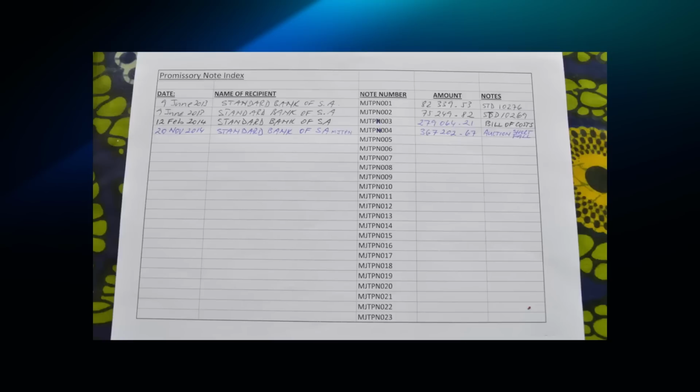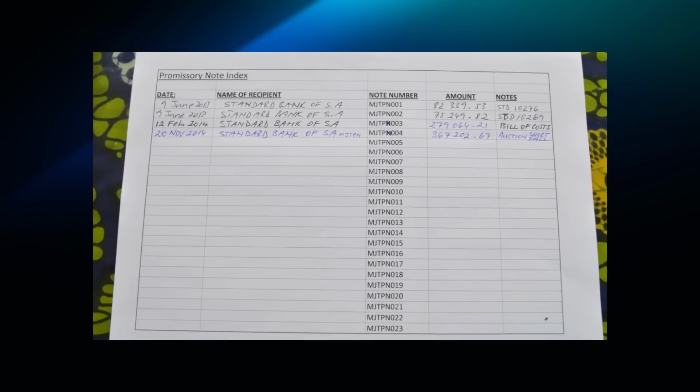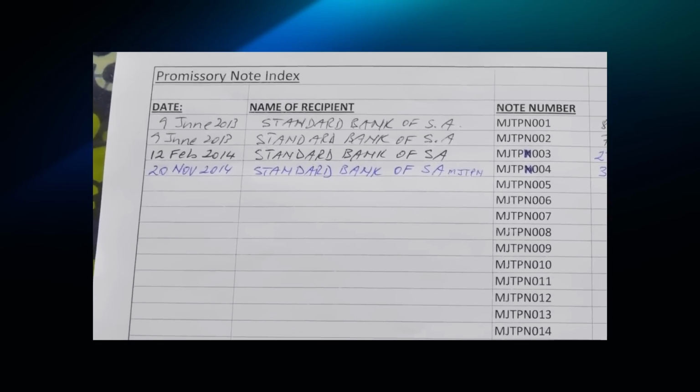Now, then what you do is you create a little index like this one here. As you can see, there are 4 entries on this index, and these are the 4 promissory notes that I've paid. So every promissory note that I pay, I write on this index along with the index number. So I write the date, I write the name of the recipient, and all 4 recipients here are Standard Bank of South Africa, right? And then the note number, and that note number is that number over there, so that you have a record of what you've paid out and what notes you've created, because now you're creating value.